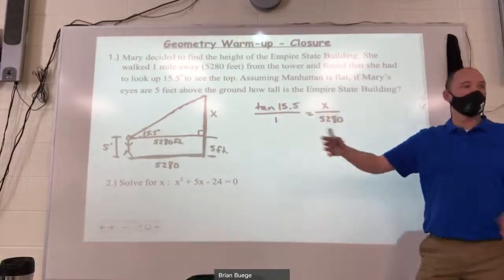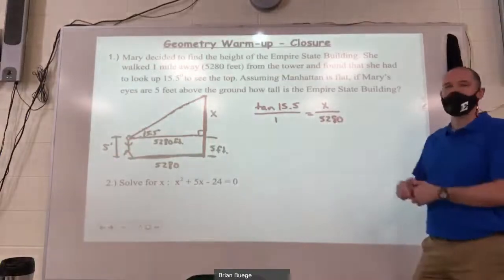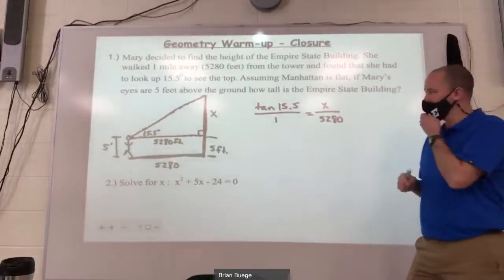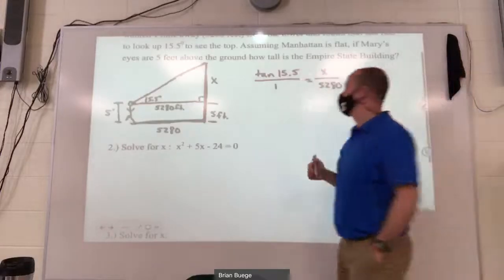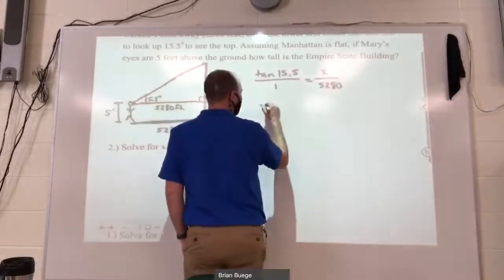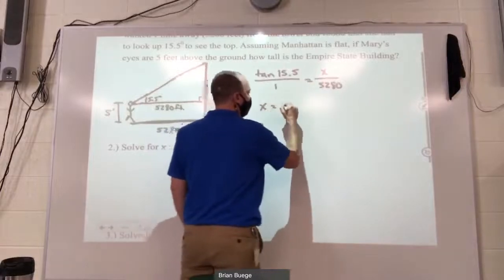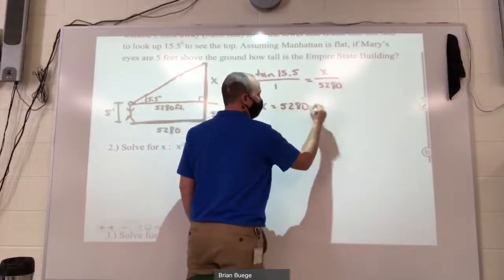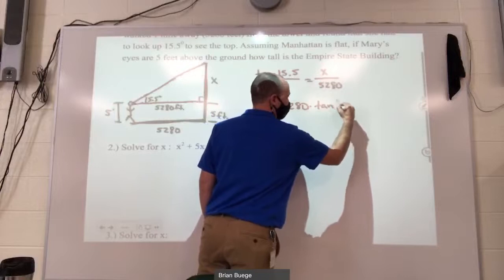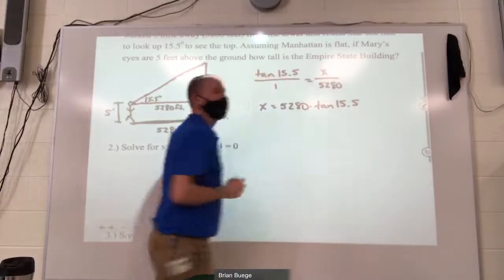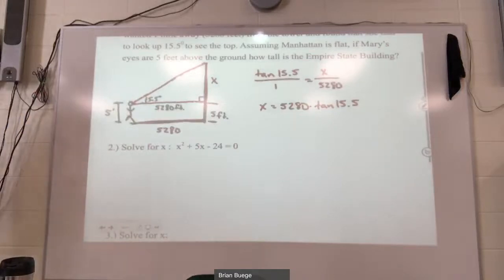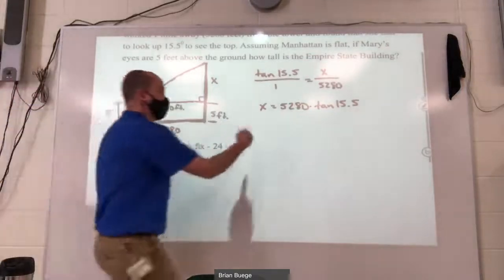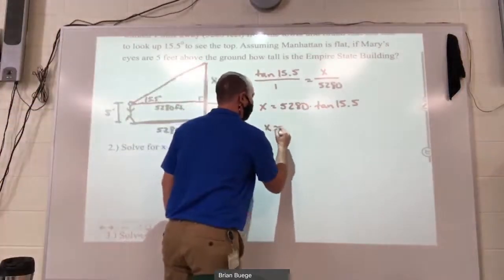But because we've got some tools to deal with right triangles in particular, that's why I wanted to focus on this, okay? So now that we've got a proportion, now we can cross multiply. X times 1 is x equal to 5,280 times the tangent of 15.5. Normally I'd say solve for x. It's already solved for in this case, so now we go straight to the calculator.